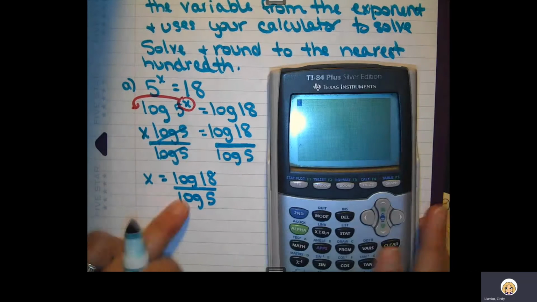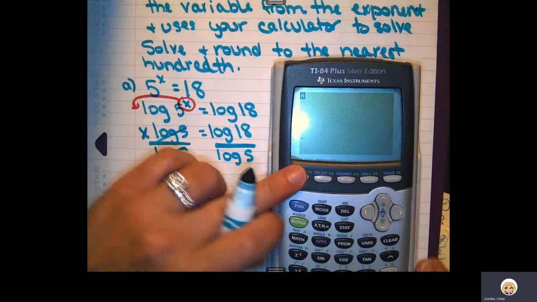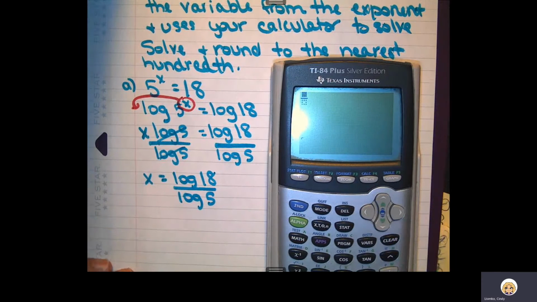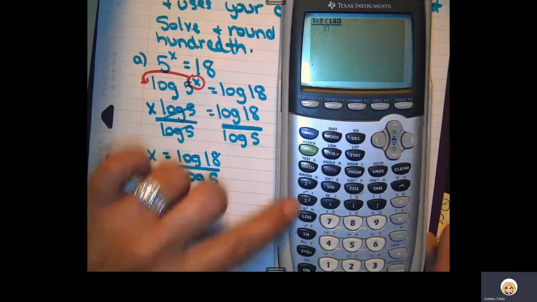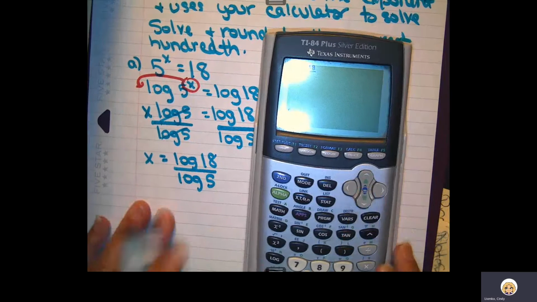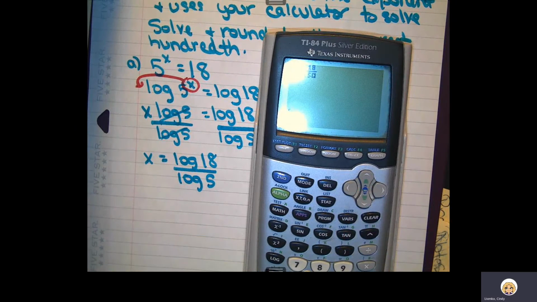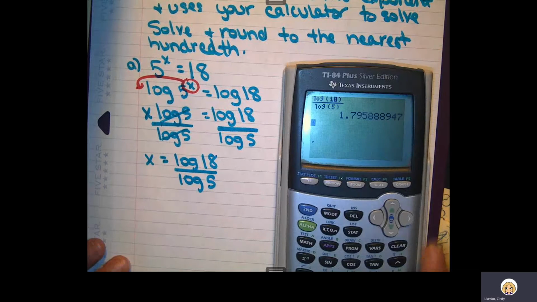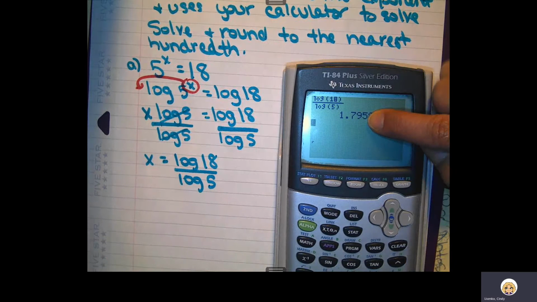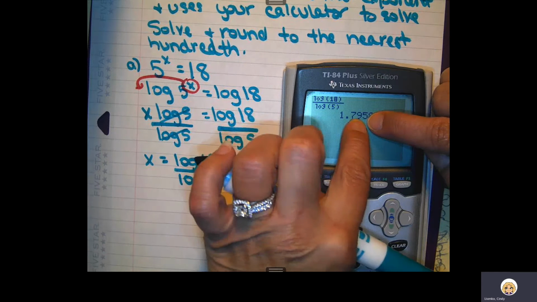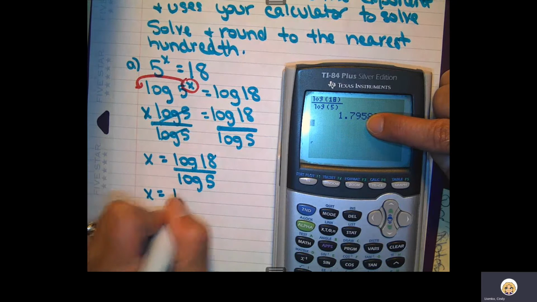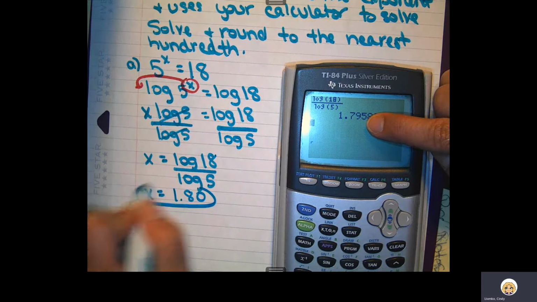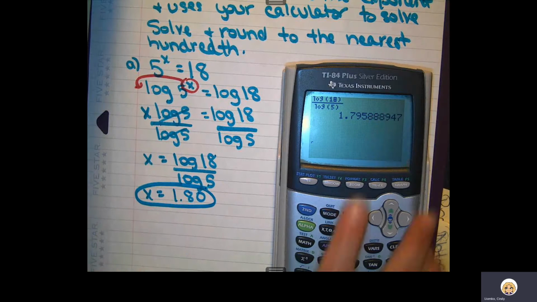I'm going to grab my calculator and type that in. So to make it look like a fraction, I can hit alpha, the green button, and y equals, and select number 1. On the top, I'm going to type in the log of 18, and the log button's right here again, this button. On the bottom, I'm going to put the log of 5. The directions say round to the nearest hundredth, so that's 2 places past the decimal. So if I look, that's 79, but after the 9 is a 5, so I've got to round the 79 up to an 80. So it's x equals 1.8 or 1.80. Either answer is okay.